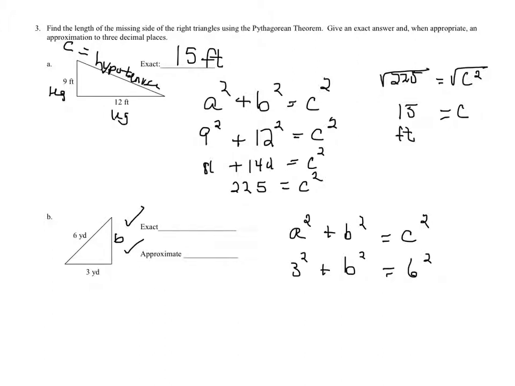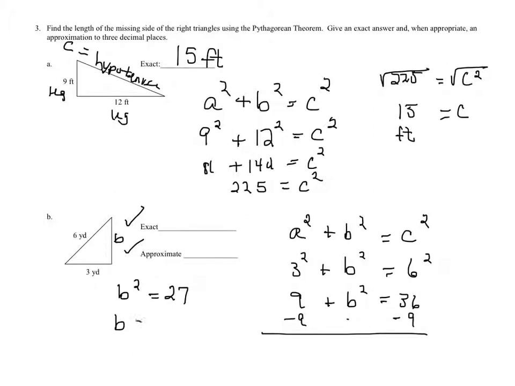So here we go. 3 squared is 9. 6 squared is 36. Take away 9 from both sides. B squared is equal to 36 take away 9, which is 27. So b is equal to the square root of 27. That's the exact answer. So we're just going to write the square root of 27 here. That's exact. I'm not doing any approximation.